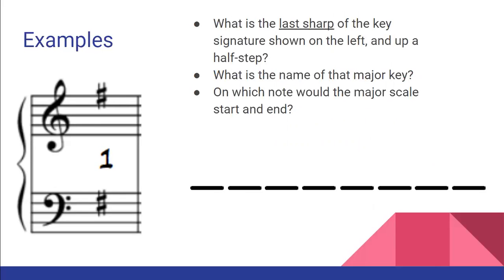What is the last sharp of this key signature? Well, there's only one, easy to find. It's F sharp. What is a half step up from F sharp? G.